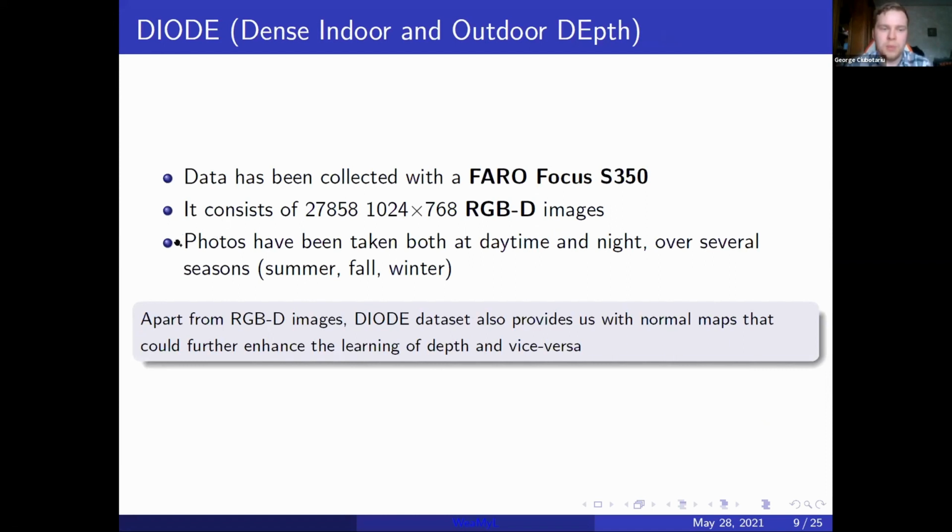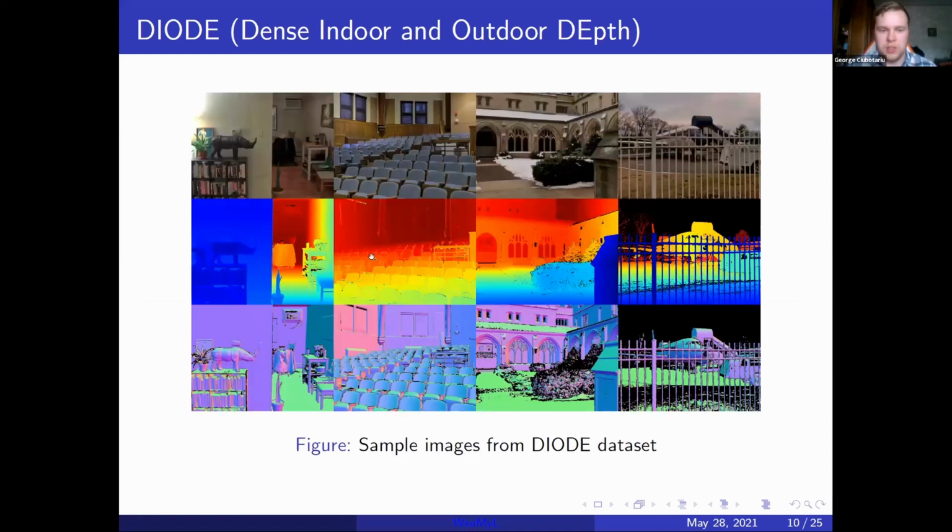And the strong point of this dataset is that all the photos have been taken in a wide variety of environments over several seasons. So we can definitely be sure that the training of the networks will be thorough, and they will be challenged to perform tasks on this dataset. Also, apart from the RGBD images, as we can see on the middle row, there are also normal maps that depict the angle at which we see the objects from the camera. And these two, the normal maps and depth maps, could be used together to further improve the depth estimation.